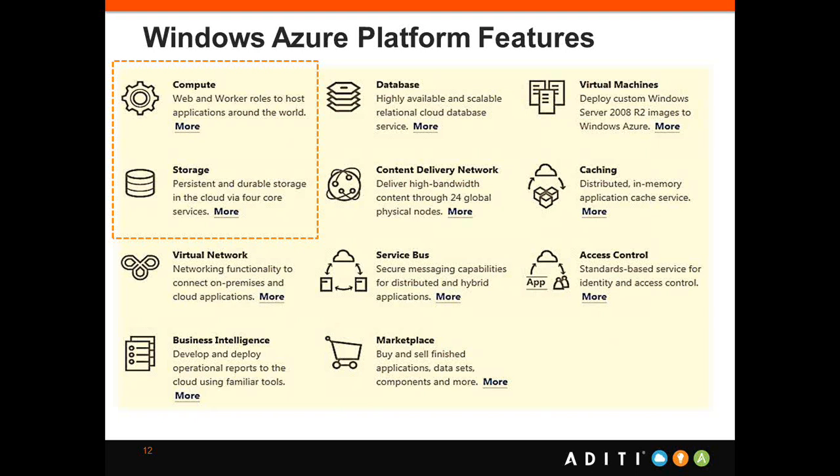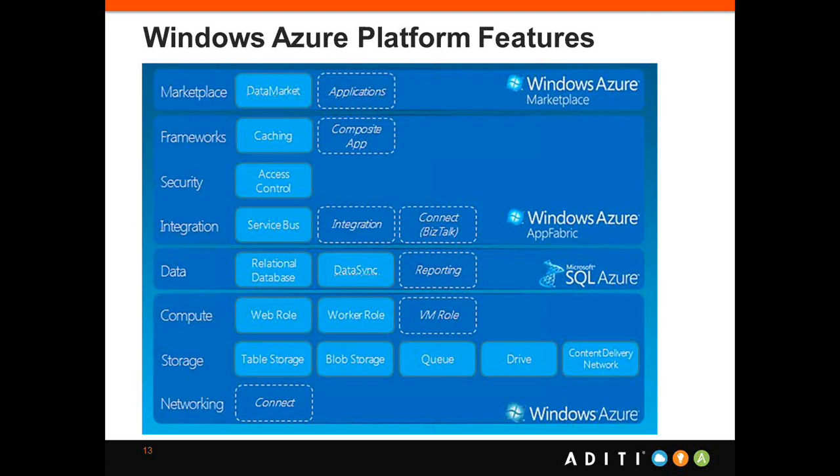Similar features, I'm trying to map them here so that we understand where each feature fits. If you look at these layers, at the networking layer we have Azure Connect, which helps you create the virtual network between your enterprise and the virtual machines running in cloud.